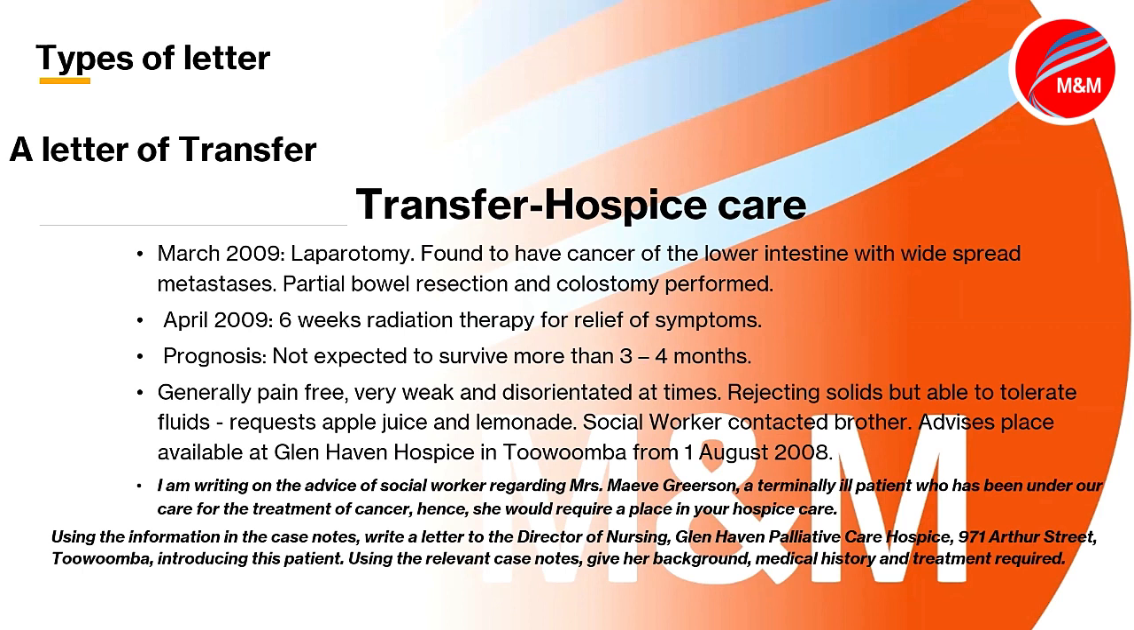Anyhow, according to the situation, the most important thing is that he must be pain free. He's very weak and disoriented. He's not able to tolerate solids. So these are the main details that we should put focus on. So we can just write down, as you can see, it has been advised by the social worker.